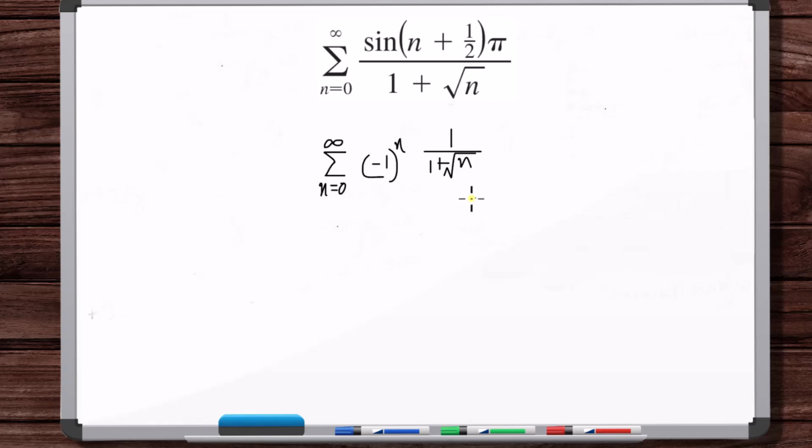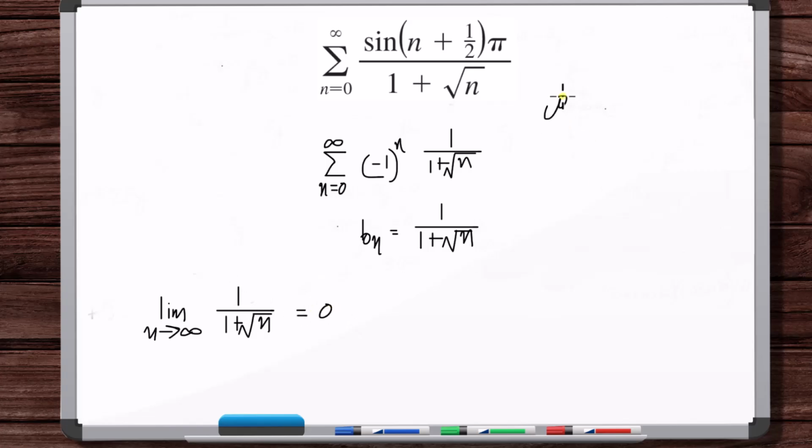But okay, so all right, now we have an alternating series where the b sub n is equal to this. Okay, is this decreasing? Yeah, 1 is constant, and the denominator is always increasing, so we can use the alternating series test. This we can see goes to 0, so this is convergent.